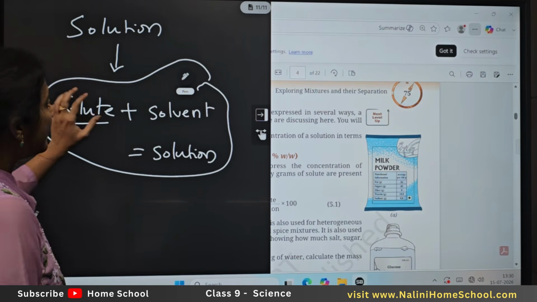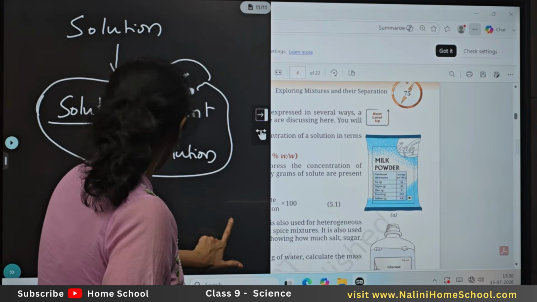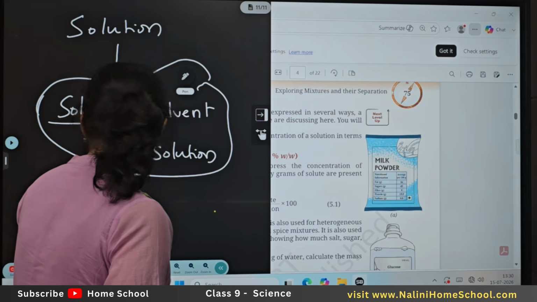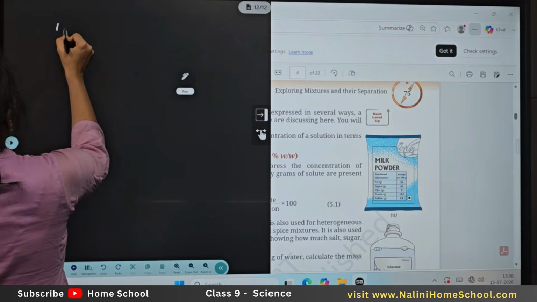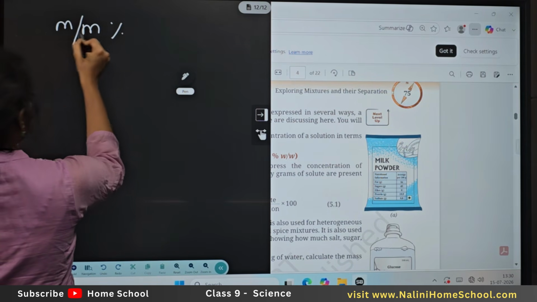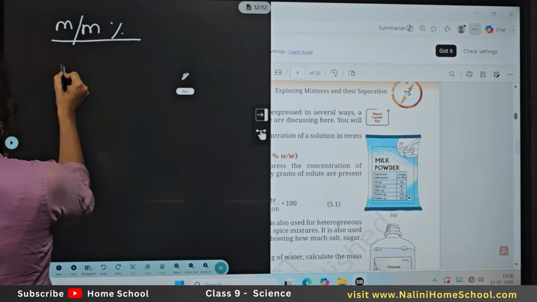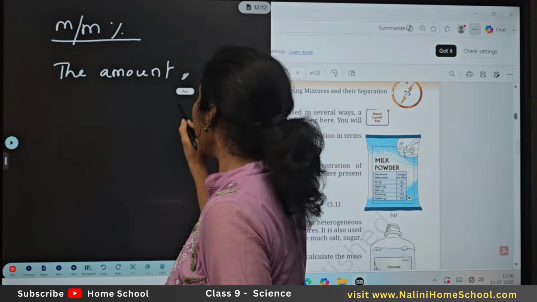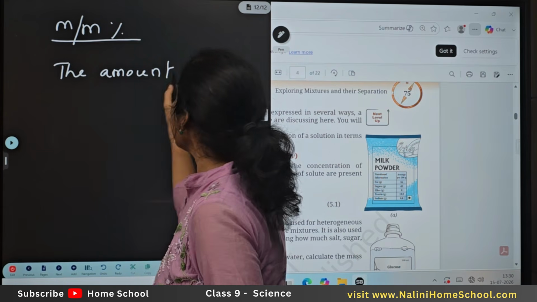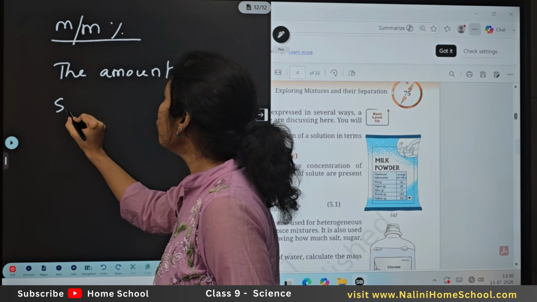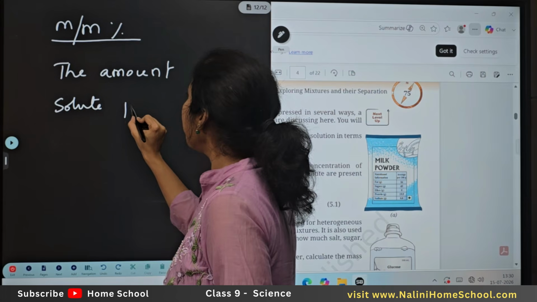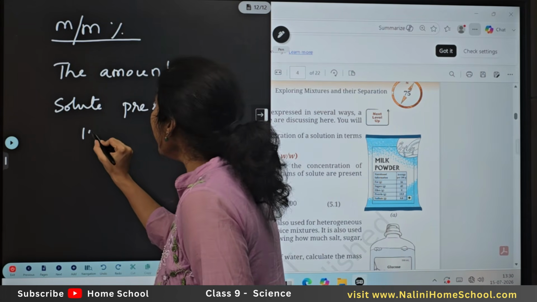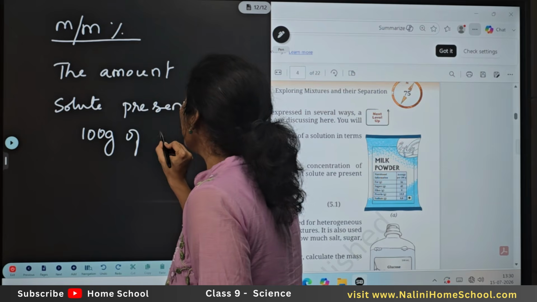Now, what is mass by mass percentage? Very important, listen carefully. It is the amount of solute present in 100 grams of solution.